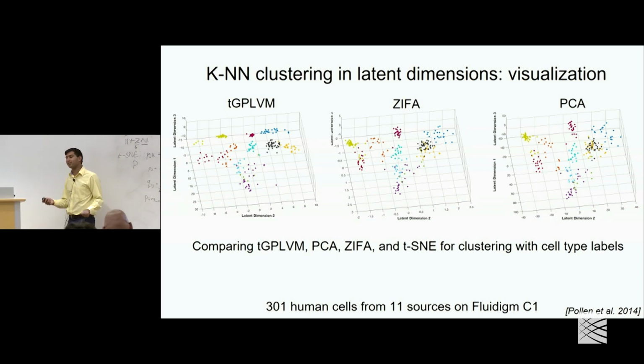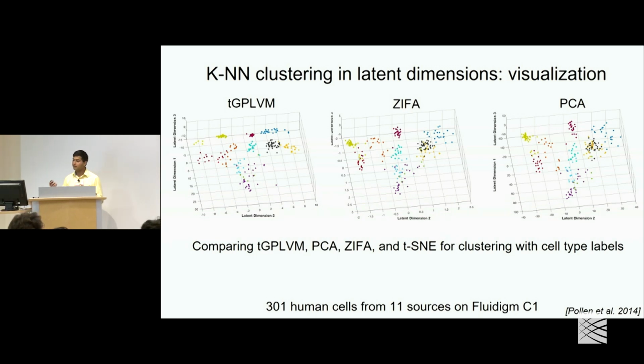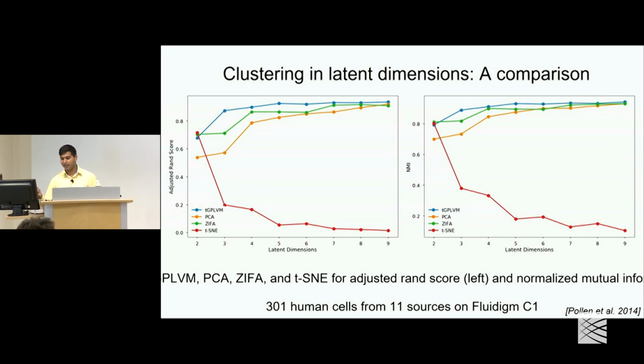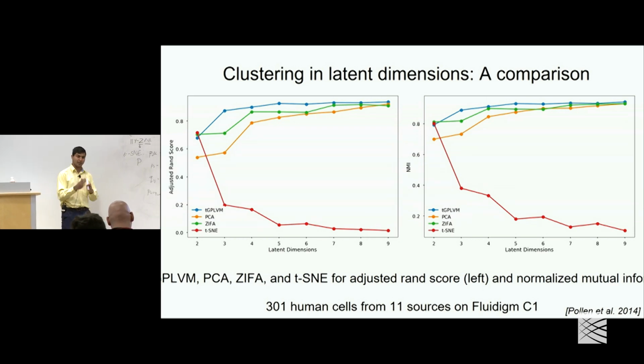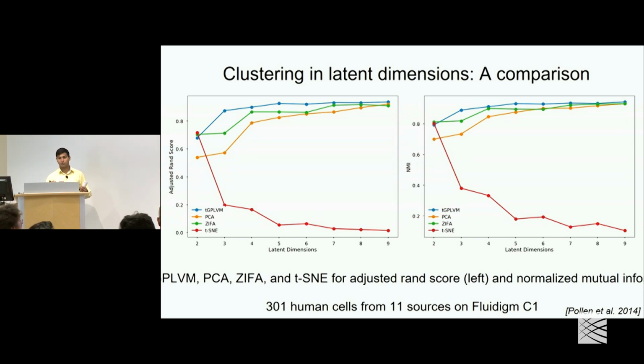We are assuming that this is not our experimental data set, this is someone else's. We're assuming that the populations they gave in this pollen data set are correct labels. And if we look at the adjusted Rand score and normalized mutual information, which are just ways of comparing two different sets of labels and seeing how close they are to each other, our model across dimensions 3 to 9 does a better job of recreating these clusters than the other methods.